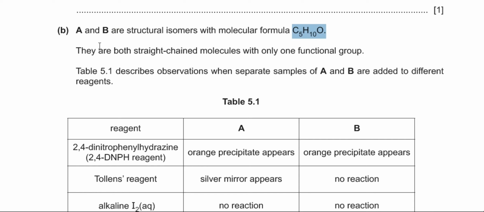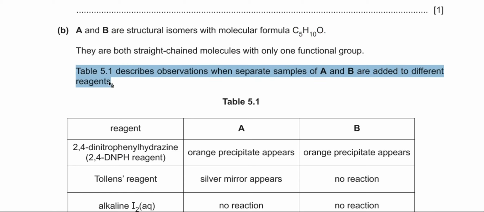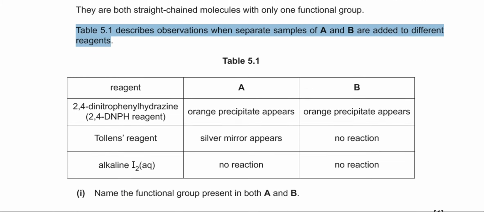So remember that. Now in the next part he says they are both straight chain molecules with only one functional group. So he negates the concept that this contains two functional groups. So now we can easily say this is an aldehyde or ketone. Furthermore, he is also giving some positive tests to confirm the presence of carbonyl groups and then to confirm the presence of aldehyde or ketone. What are those? Here in the table these tests are given.